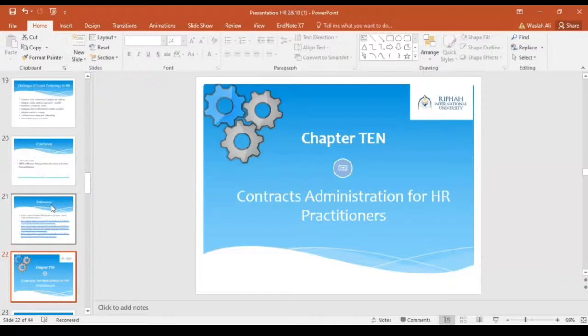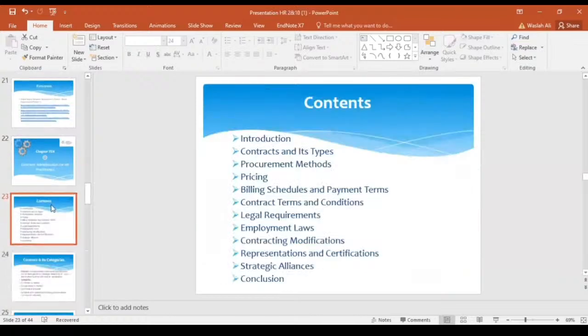Bismillahirrahmanirrahim. Our next chapter for presentation is Contract Administration for Human Resources Practitioners. Next slide, please. These are the contents of Chapter 10, which include introduction, contracts and their types, some procurement methods, and the billing methods and billing schedules that are required for any contract. We also have some legal requirements before procuring any project and contract, and some representations and certifications which are also required for any contract, and some strategic alliances.